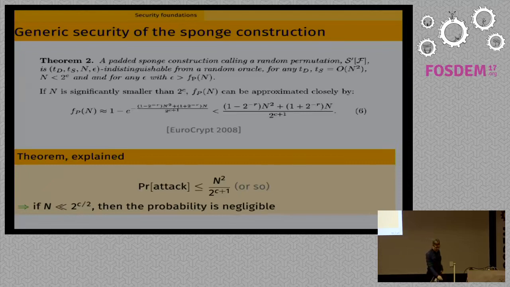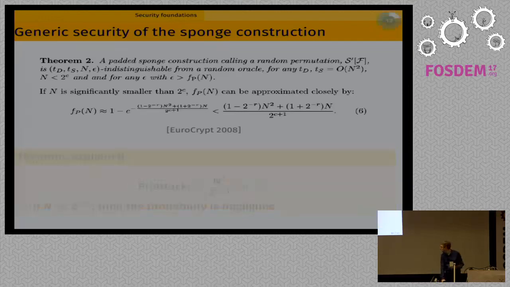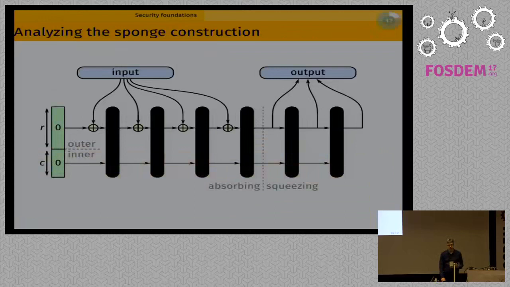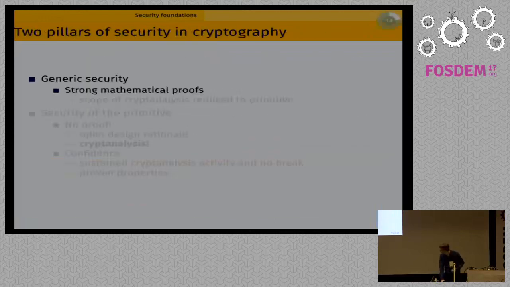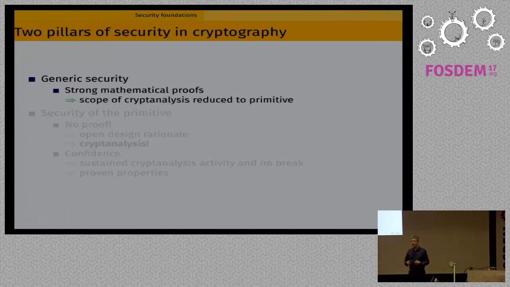But of course, this does not tell us anything when we replace this black permutation here by the concrete Keccak F. So the nice thing about this generic security is that you can reduce the scope of cryptanalysis and focus only on the permutation, because what it tells you is that if there is a problem in Keccak, it should not come from the sponge construction, it should only come from the permutation. But the problem is that when you talk about the security of the permutation, of the primitive, there is no mathematical proof that it's secure.